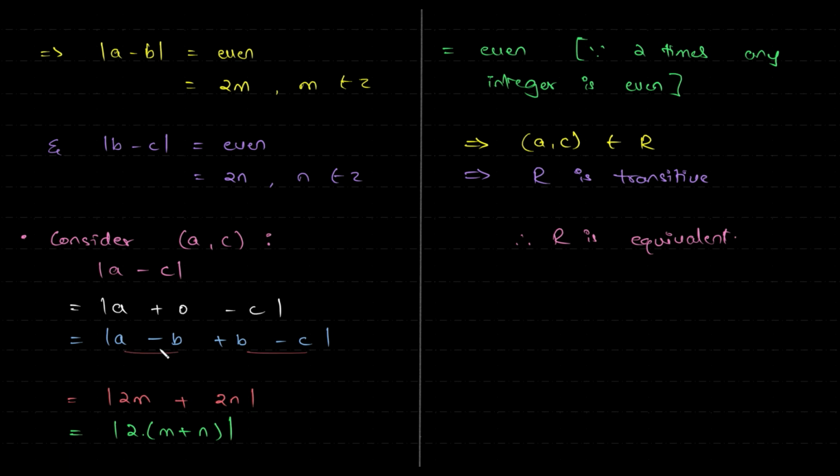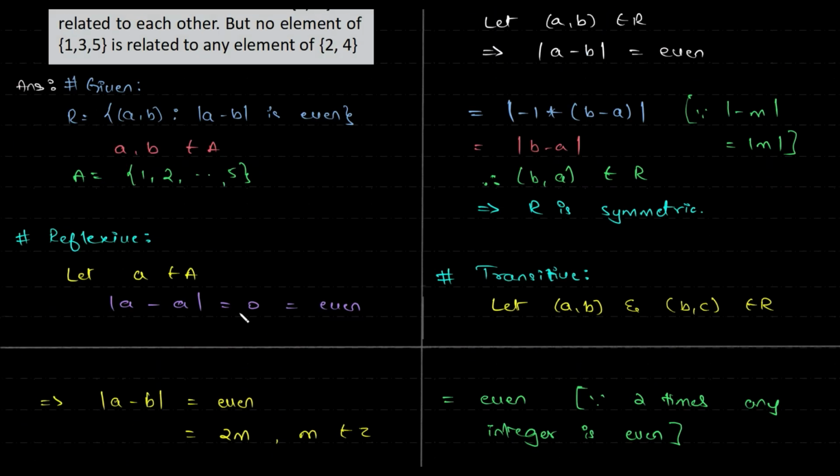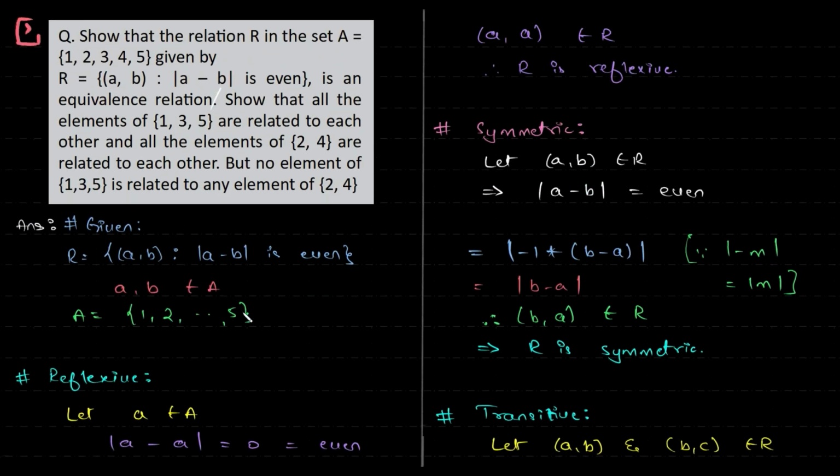a minus b itself is nothing but 2m, and b minus c is 2n. So 2m plus 2n, when we take 2 common, is 2 times (m plus n). So 2 times any integer is even, and that's why this is even, and so (a, c) belongs to R. As simple as that, right? But the question is not yet over.